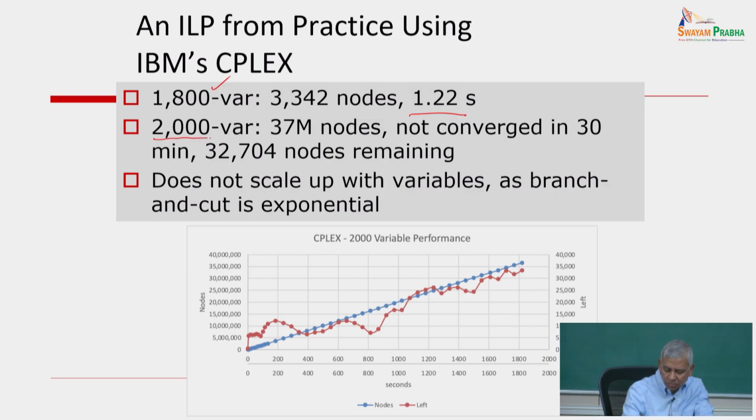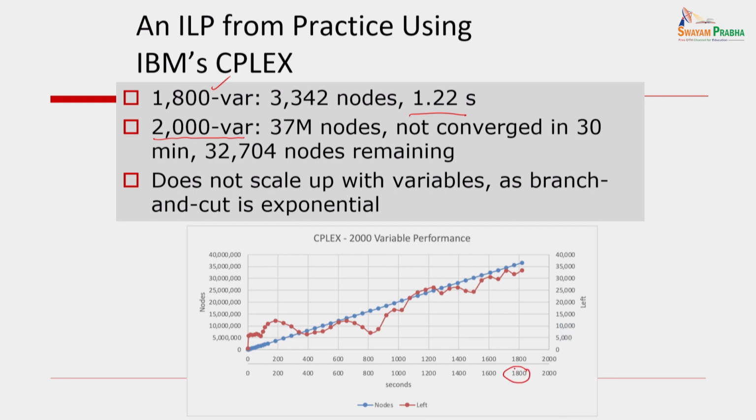So I took a 2000 variable problem and I want to understand why it doesn't work. What I did, I took the 2000 variable problem and ran it with time, in seconds. We ran it for half an hour. There are two things it prints out, among other things.